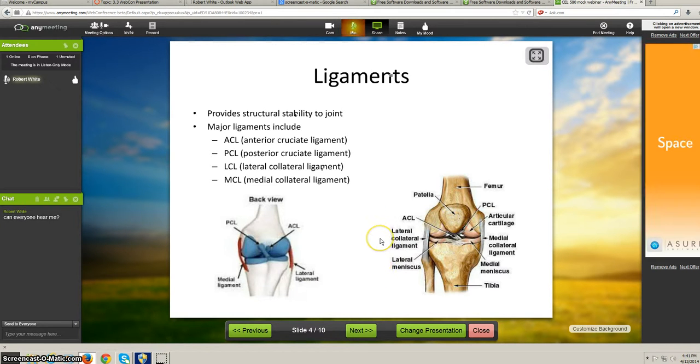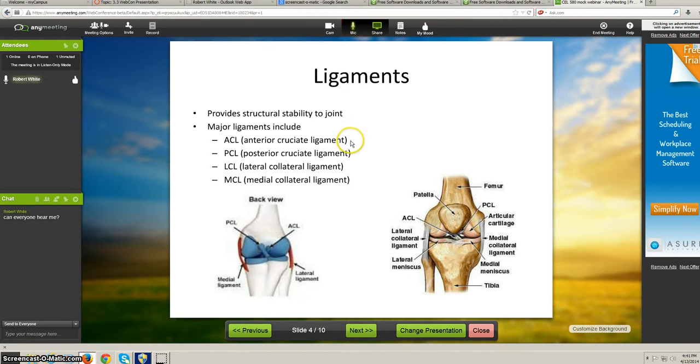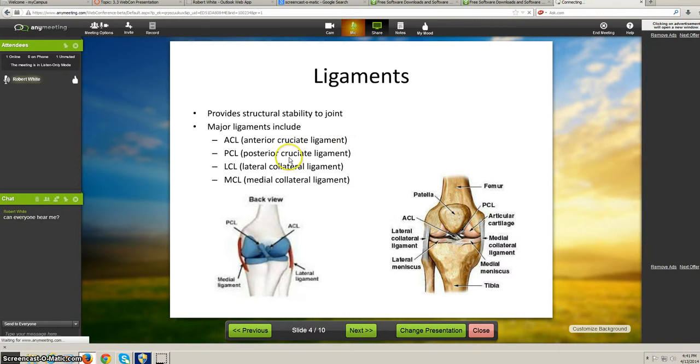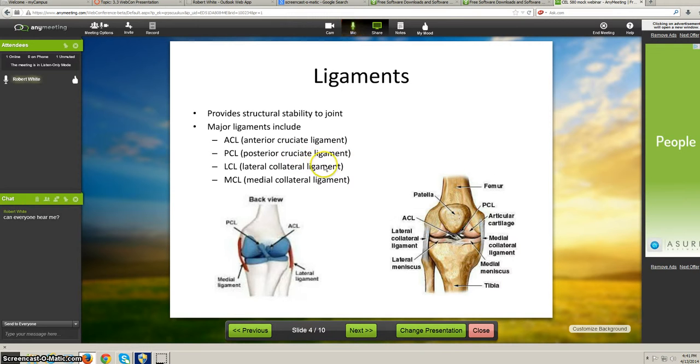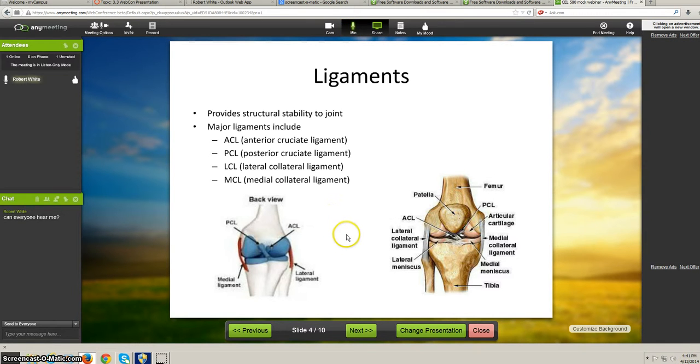Now the ligaments that connect the four bones together, there are four major ligaments that can be found in the knee structure. The anterior cruciate ligament, or the ACL, the posterior cruciate ligament, known as the PCL, the lateral collateral ligament, also known as the LCL, and the medial collateral ligament, the MCL. And again, we have a posterior or back view of the knee, anterior or front view of the knee, just to see how they fit together.